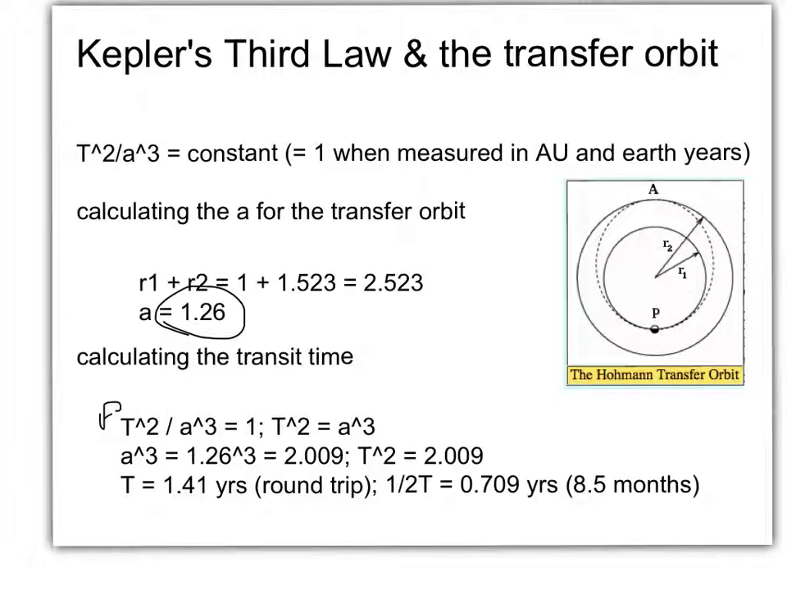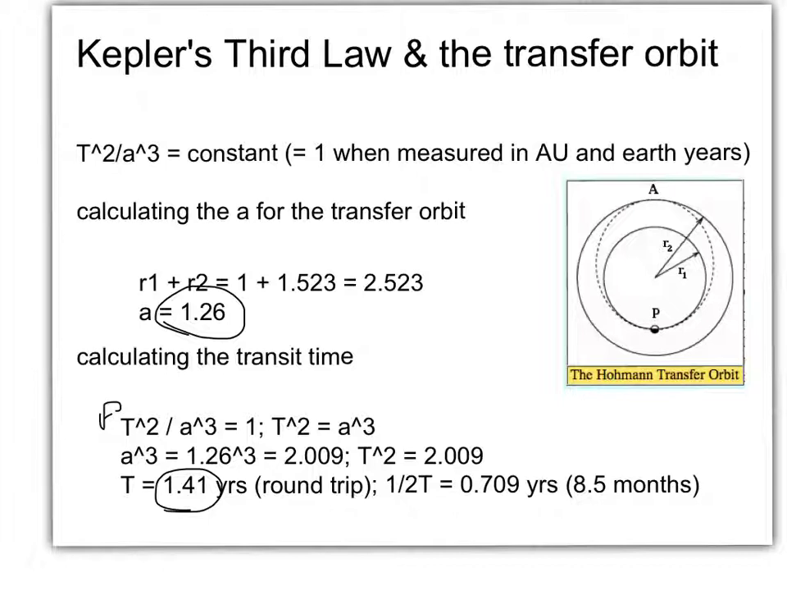You work this all out, and it ends up being the square root of 2, which is 1.41 years to go for a round trip. So we started here, shot the probe off to Mars, but it didn't stop. It just came back around. It would take 1.4 Earth years to do that.